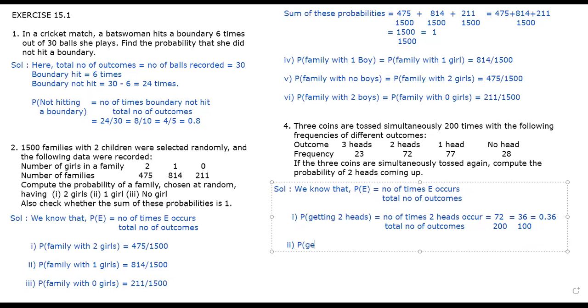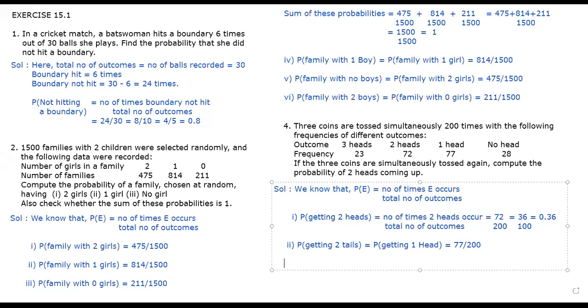Now tell me, P of getting two tails means what? When will you get two tails? Two tails means when there's one head. Exactly. P of getting two tails means P of getting one head, because if two are tails, the remaining one will be head. And that is how many times now? 77 upon 200.